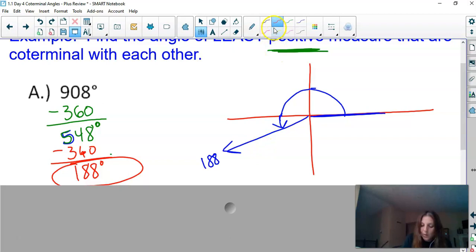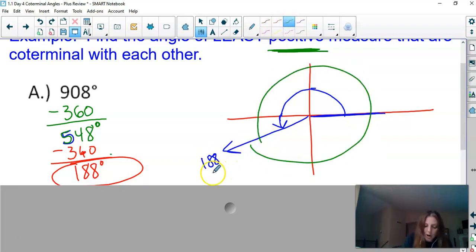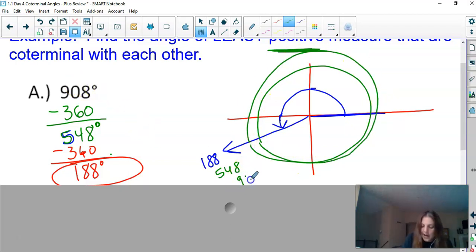But if you rotate around a full circle, then this would also be known as 548. If you were to rotate around again, it would be known as 908, and so on. Okay, but we're not really looking for these other angles. What we're looking for is the least positive measure so that it can be graphed and so we can use that number to calculate. So that's why it's important to know how to do this. So that's our coterminal angle.